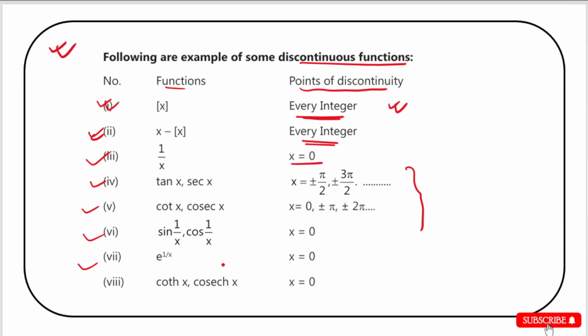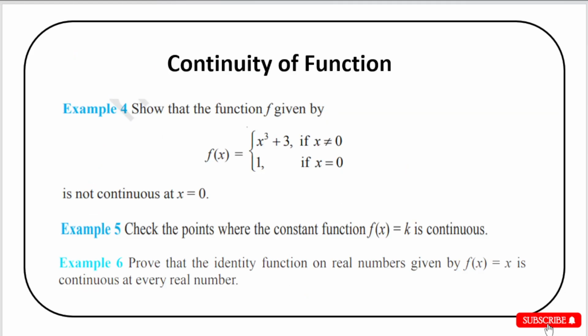E to the power 1 upon x is discontinuous at x equals 0, and the hyperbolic function is discontinuous at x equals 0. You can take a look at this, you can take a screenshot, and you will encounter this many a time. So get yourself familiar with this. Now these are your homeworks. Examples 4, 5 and 6, you can also take a screenshot of this page and solve this. This will give you more clarity.